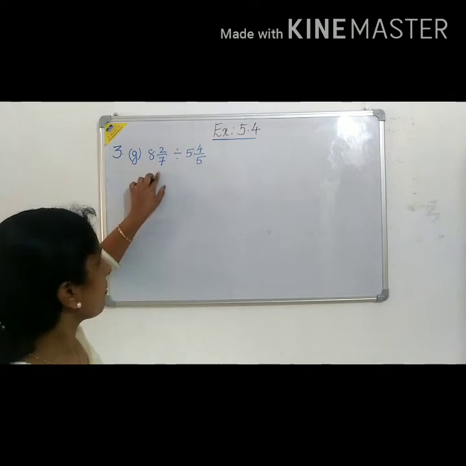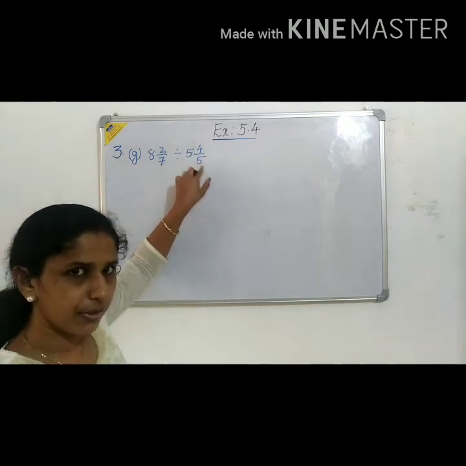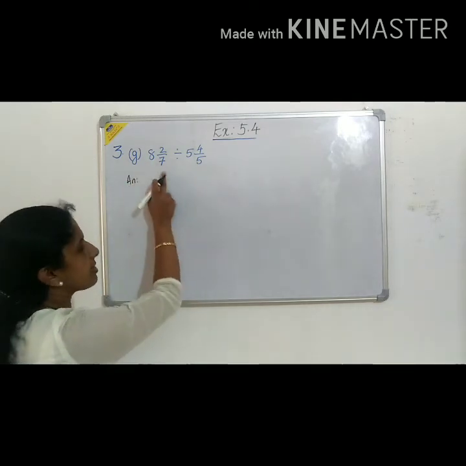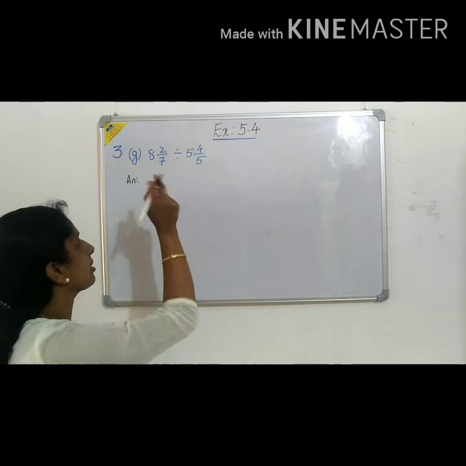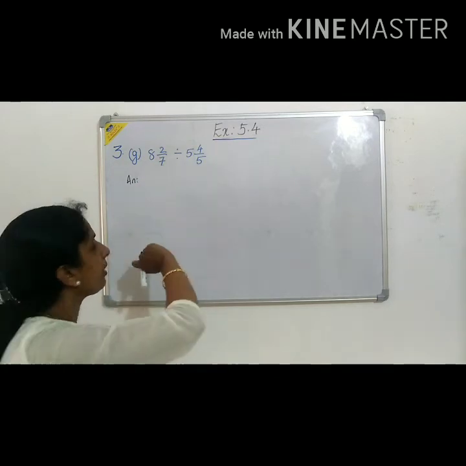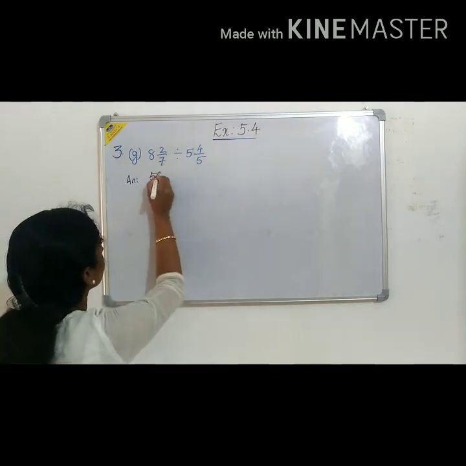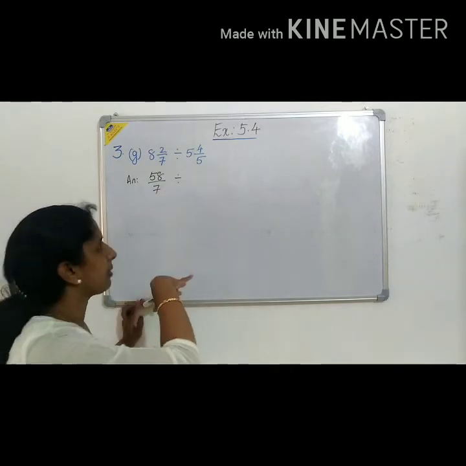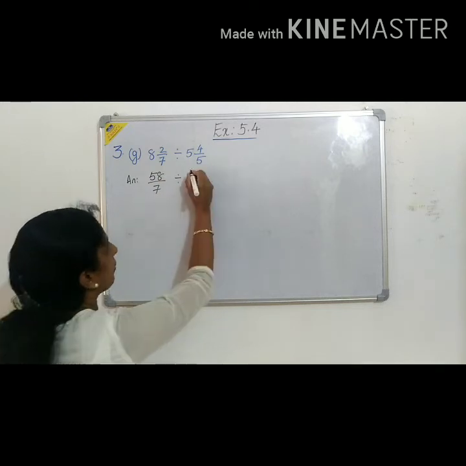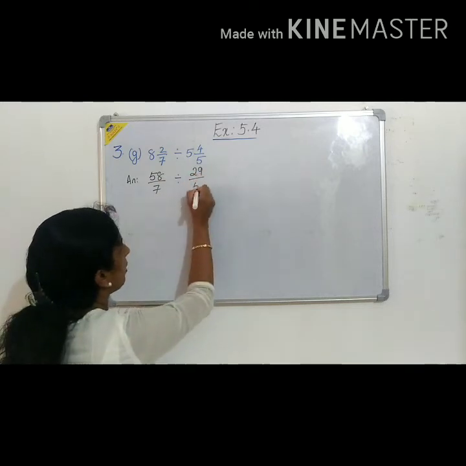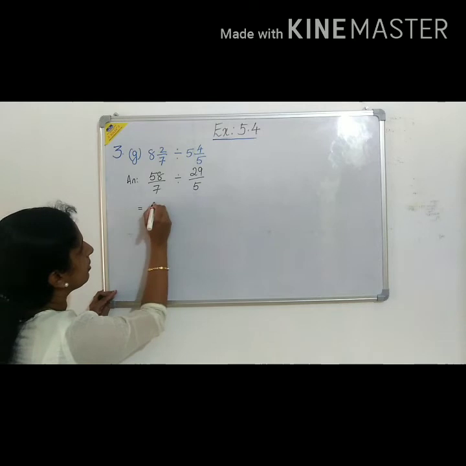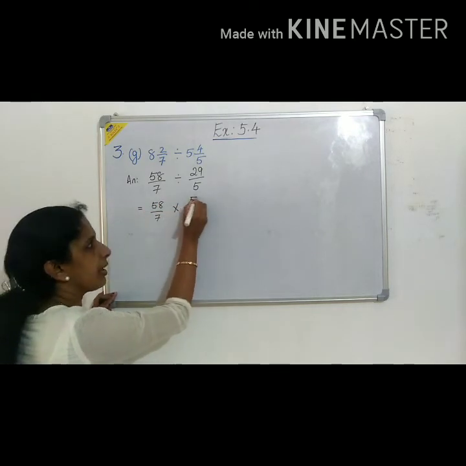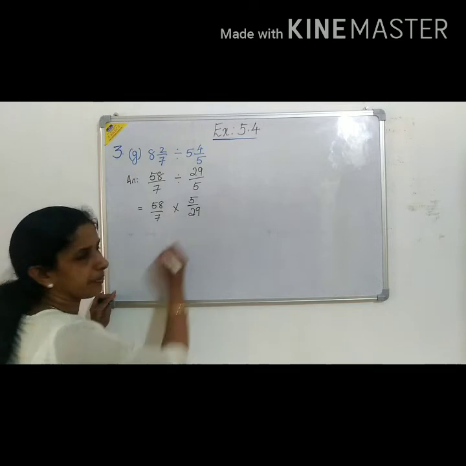8 2/7 divided by 5 4/5. Answer is 8 7s are 56. 56 plus 2, 58 by 7 divided by 5 5s are 25. 25 plus 4, 29 by 5. And this is equal to 58 by 7 into 5 by 29. Okay.